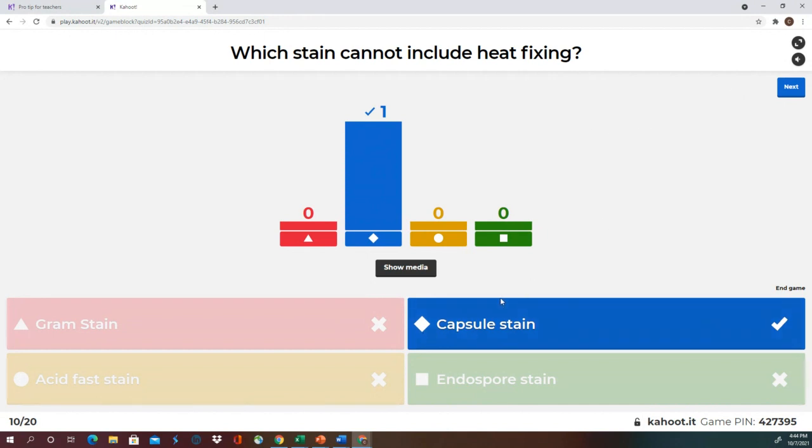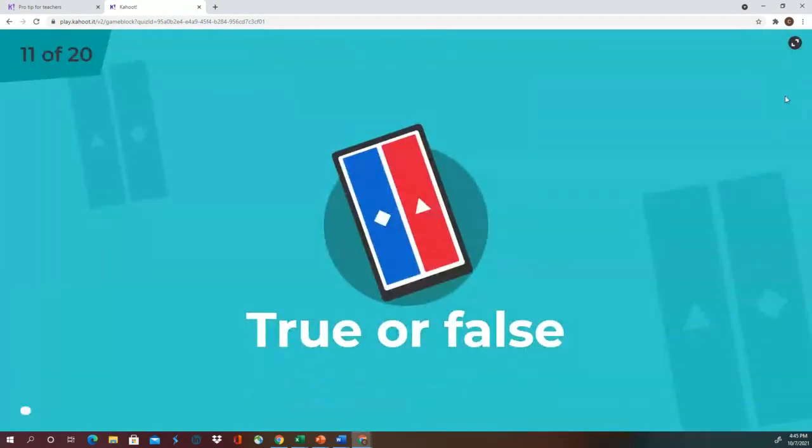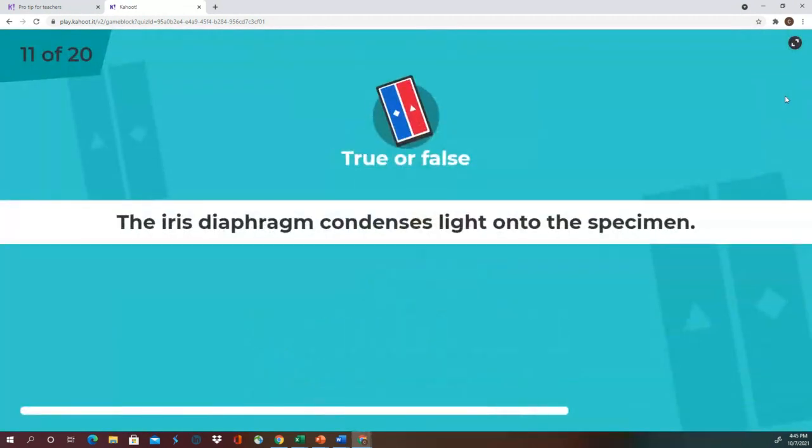Okay, so no heat fixing on the capsule stain and no heat fixing on the negative stain, because for that stain you're trying to be able to measure the length of the cells, or you are dealing with heat sensitive organisms like spirochetes. And so heat will completely warp them. So you don't want to heat fix for these two stains. All right, true or false?